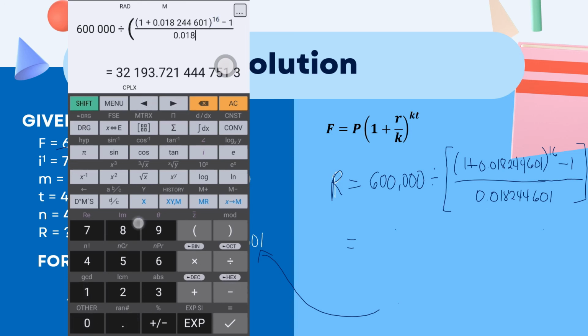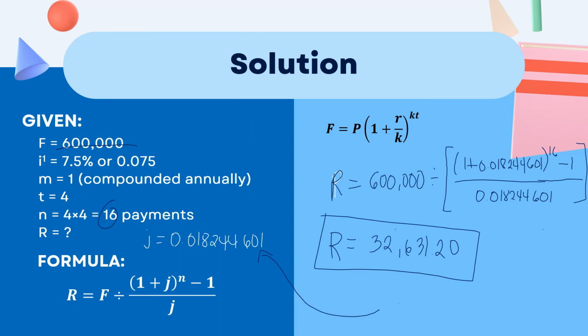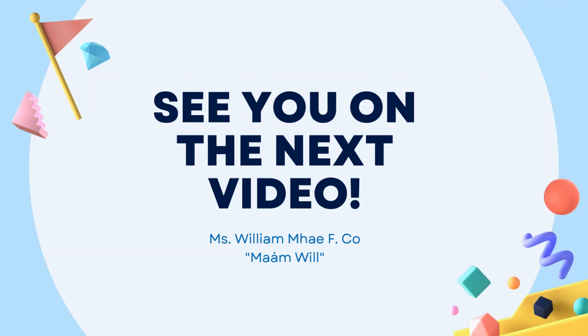Yan. So, yung ating regular payment is 32,631 and 20 cents. So, ganun lang siya kasimpleng i-compute. Right. Again, to accumulate 600,000 pesos in 4 years, kailangan niya magbayad o mag-deposit ng 32,631 pesos and 20 cents quarterly. That will be all for general ordinary annuity.